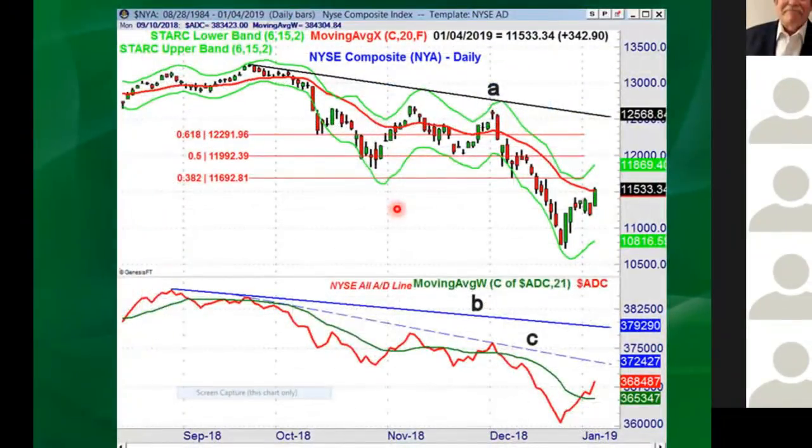Let's look at last fall's activity. Okay, this is the NYSE composite, same sort of setup here. We had a divergence form on September 21st. You can see this line B. The AD line formed lower highs while the NYSE composite formed higher highs. That's a bearish or negative divergence.